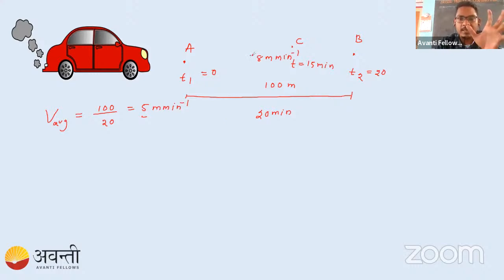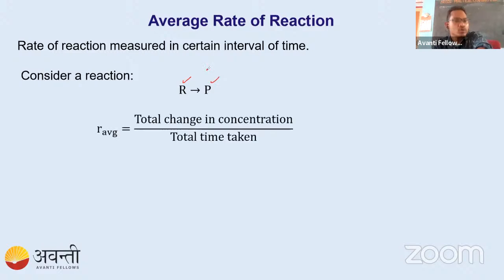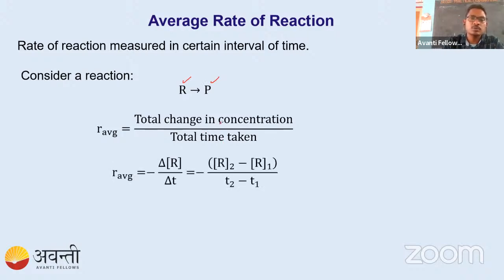Okay, so based on this idea, let's understand this with the help of a graph, to find the average rate of a reaction, to measure the rate of reaction in a certain interval of time. Suppose we have reactant R converted to product. So on average we can write the total change of R with respect to time. That is the average. Because we are taking the reactant, R is our reactant, that's why I put a minus sign here.